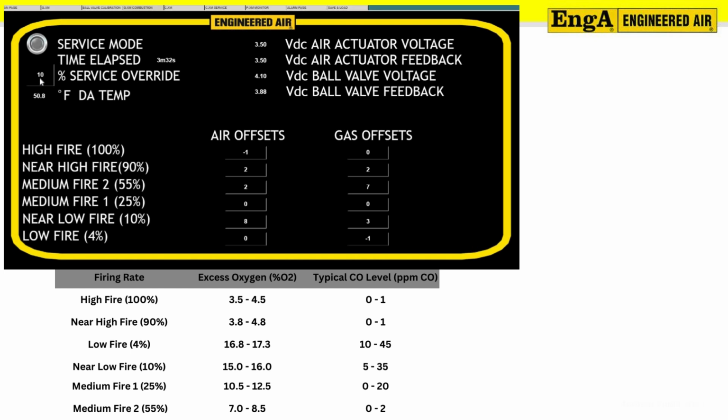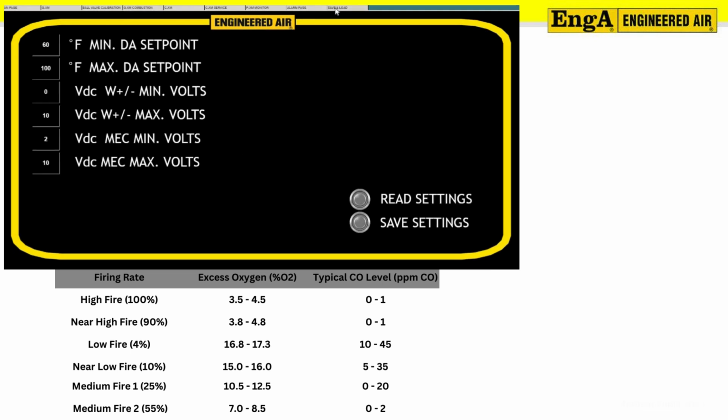When finished, unclick the service mode button, which will allow the controller to transition back to auto mode. If any offsets were changed during this procedure, you may go to the Save and Load page and press Save Settings. Otherwise, the next time the controller loses power, it will revert back to the original settings.